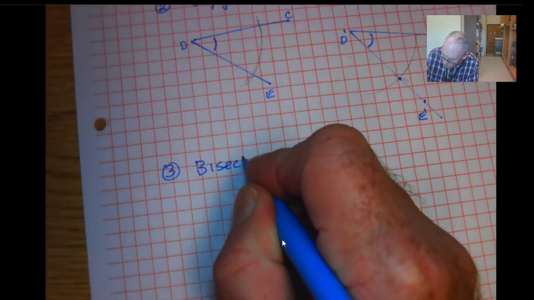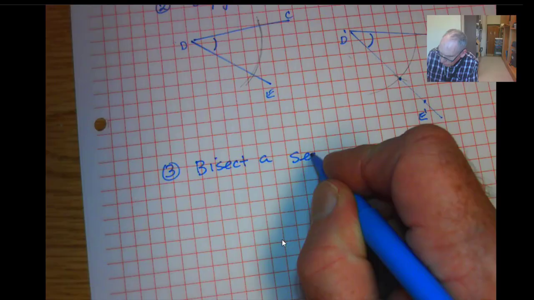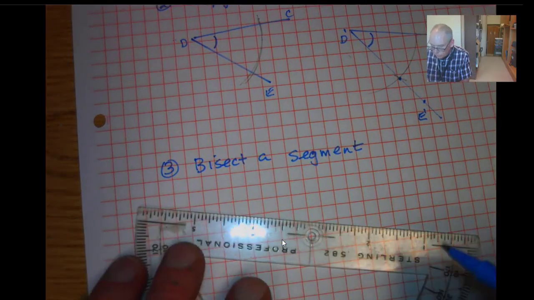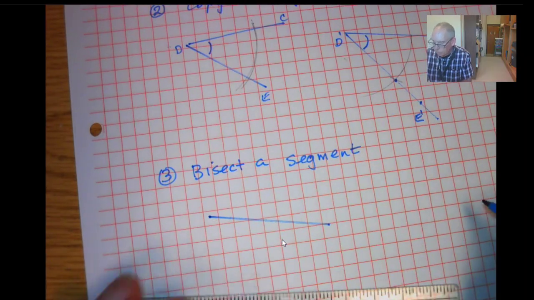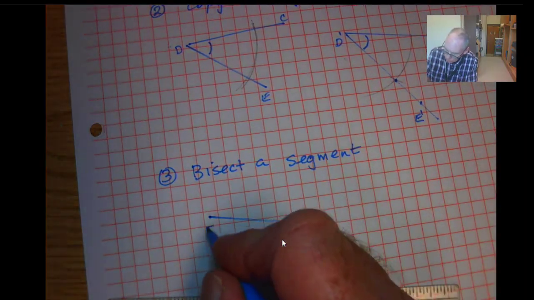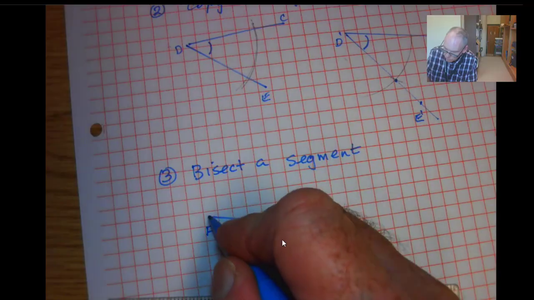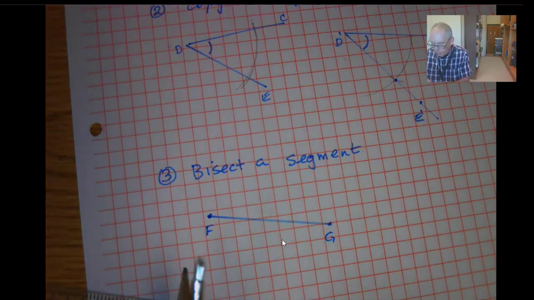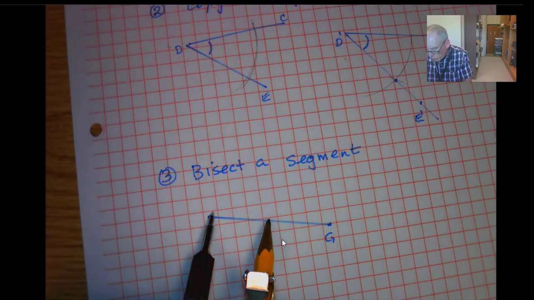For number 3, we want to bisect an angle. So we're going to draw an angle. Then, like the construction before, we need to draw an arc. Oh, this is bisect a segment, sorry. So we're going to bisect this segment.